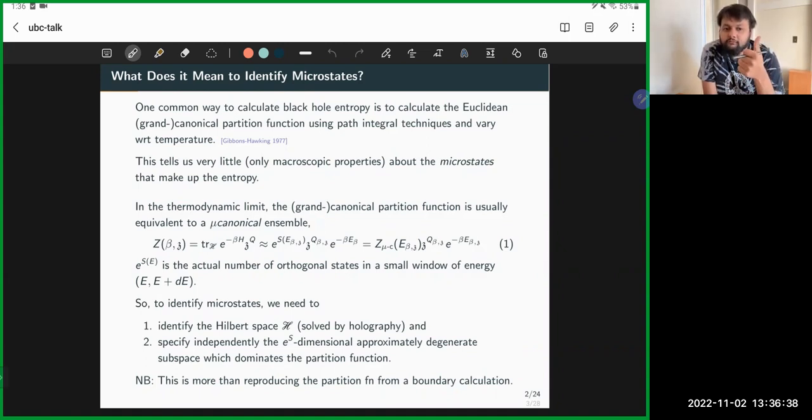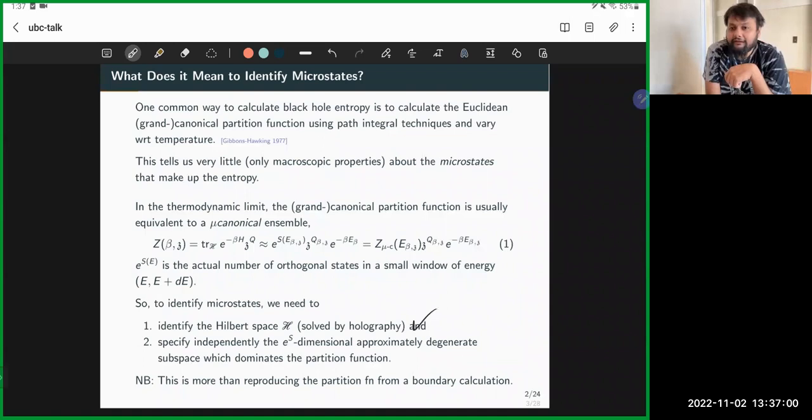One is to identify the Hilbert space we are tracing over. This is already a non-trivial question when you talk about gravity. You know, because like, what is the Hilbert space of one side of a Schwarzschild black hole? We don't really have a description of this. But in our case, it will be solved by holography. So that thing is done.